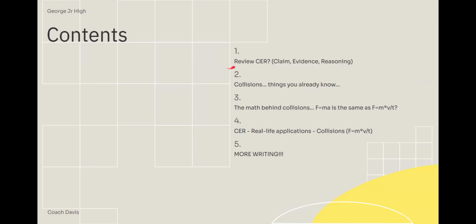So here's the breakdown of today. We're going to review what CER is, claim evidence reasoning. We're going to talk about collisions and things that you should already know. Three, we're going to talk about the math behind collisions. So we've already talked about force equals mass times acceleration, but it's technically the same as this fancy looking one here. It's force equals mass times velocity over time, which we'll get into in just a second, but it's pretty simple. And number four is CER, more claim evidence reasoning, with some real life applications of collisions with cars using this formula, looking at the math, and more writing this week.